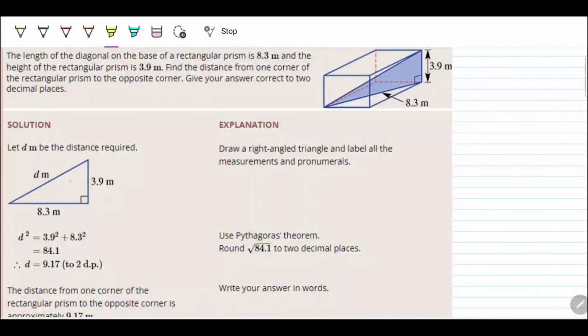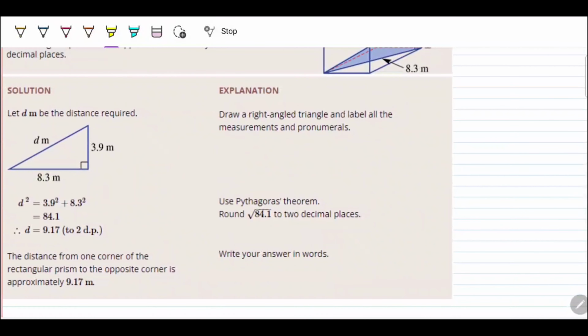So you guys would remember c squared equals a squared plus b squared. Substitute your values in and you should get d equals 9.17. So the distance from one corner of the rectangular prism to the opposite corner is approximately 9.17.